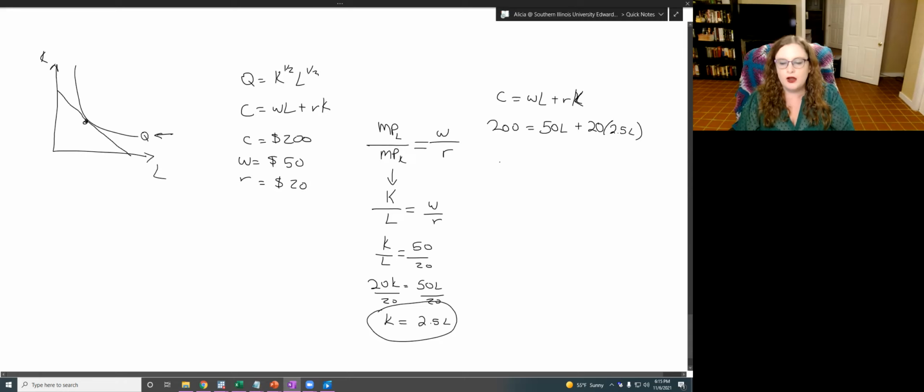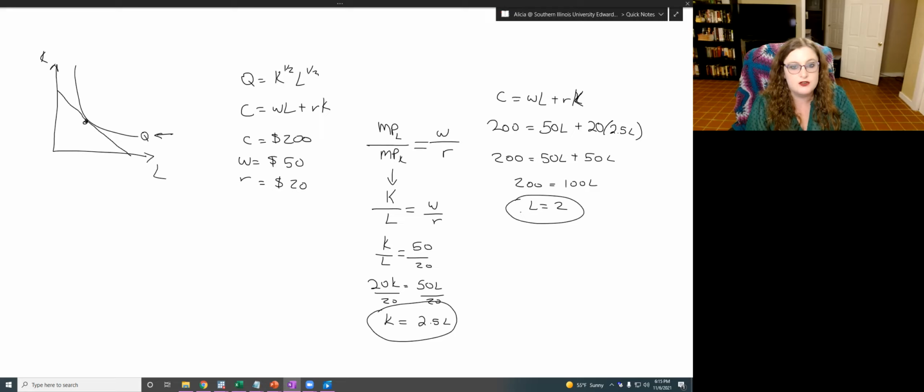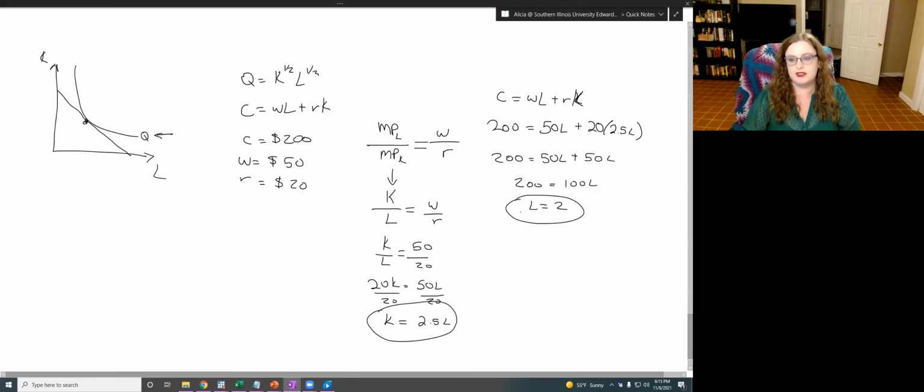All right, well, let's multiply that out. So 200 equals this 50L plus 20 times 2.5, which is 50L. 200 equals 100L. L equals 2. So we know the amount of labor input that we're going to want when our cost is 200, and we have a wage rate of 50 and a rental rate of 20: it's going to be 2 workers. 2 workers is great, and we're very happy with that.